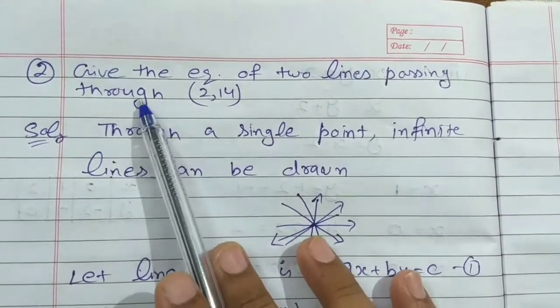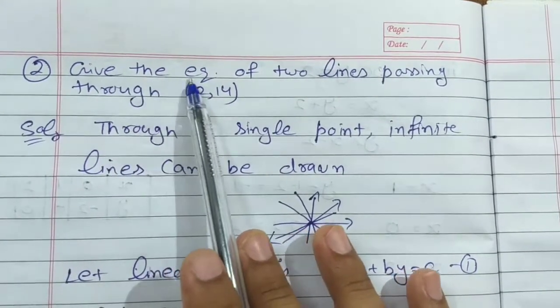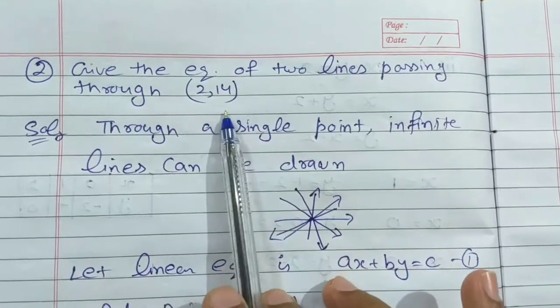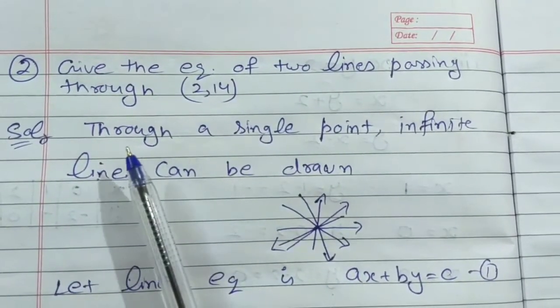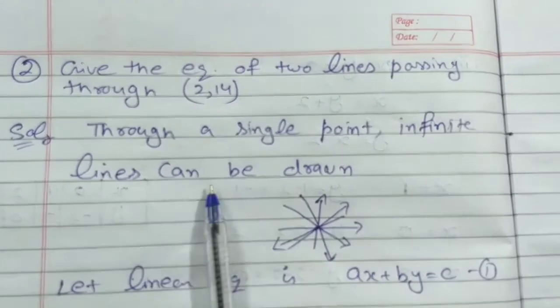Now in question number 2 we have to find the equation of two lines which pass through the point (2, 14). Now take a look, we know that through a single point infinite lines can be drawn.